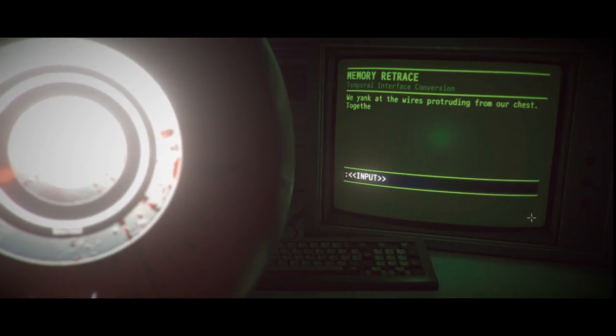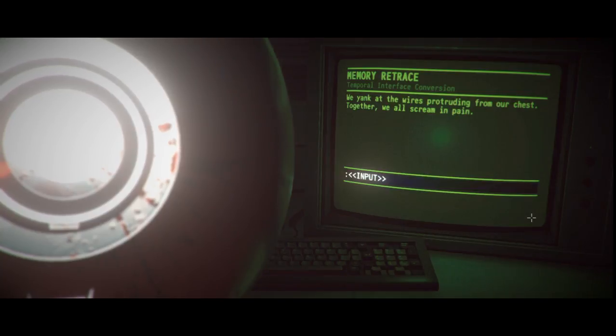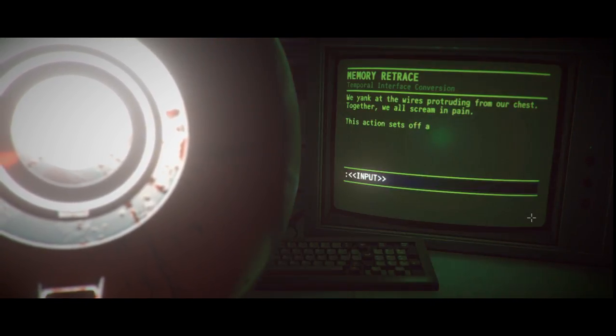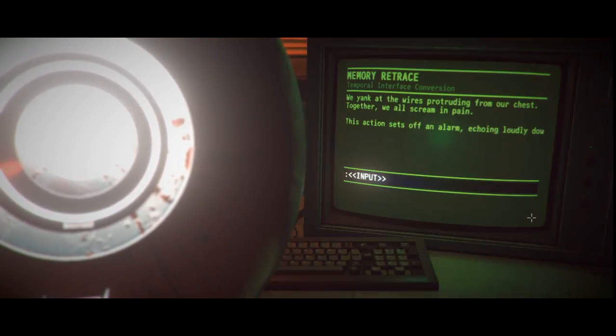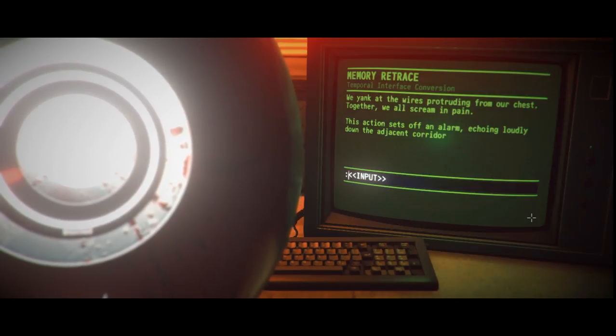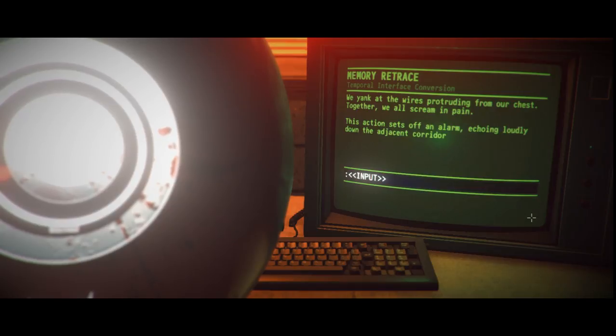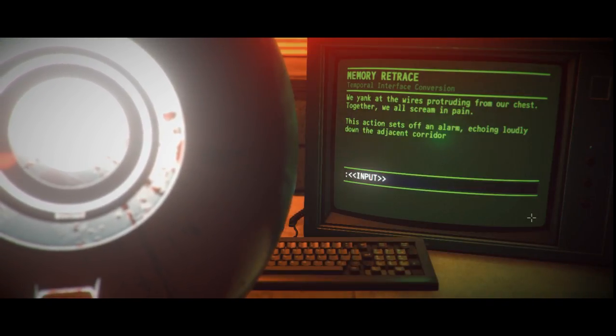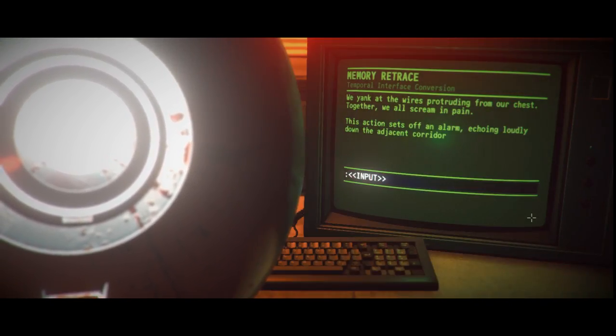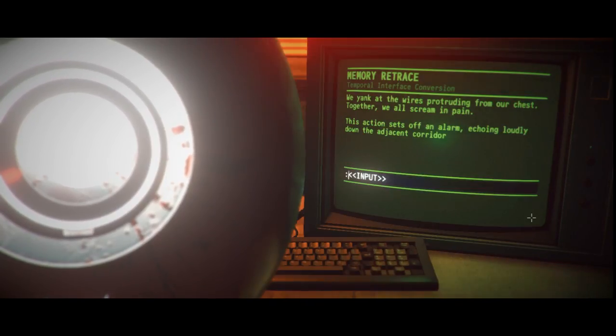What just happened? What's that alarm? We yank at the wires. There's been a disconnection in quarantine lab 15. Find out what's going on. We yank at the wires protruding from our chest. Together we all scream in pain. This action sets off an alarm echoing loudly down the adjacent corridor.